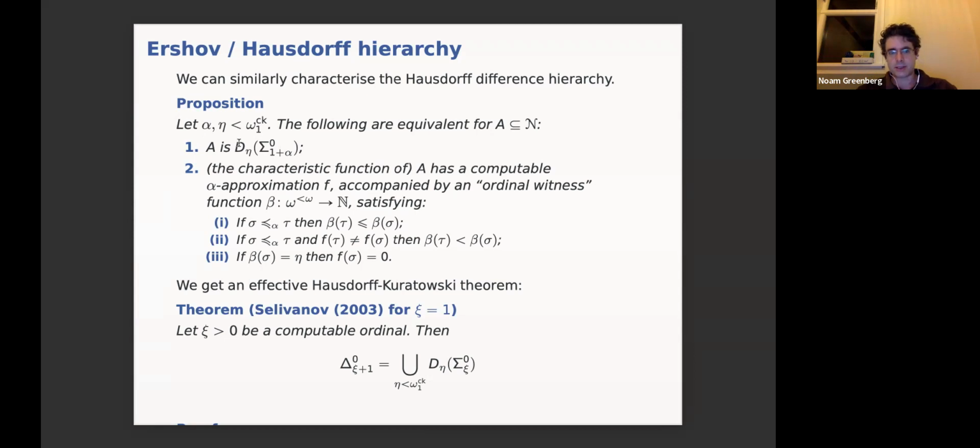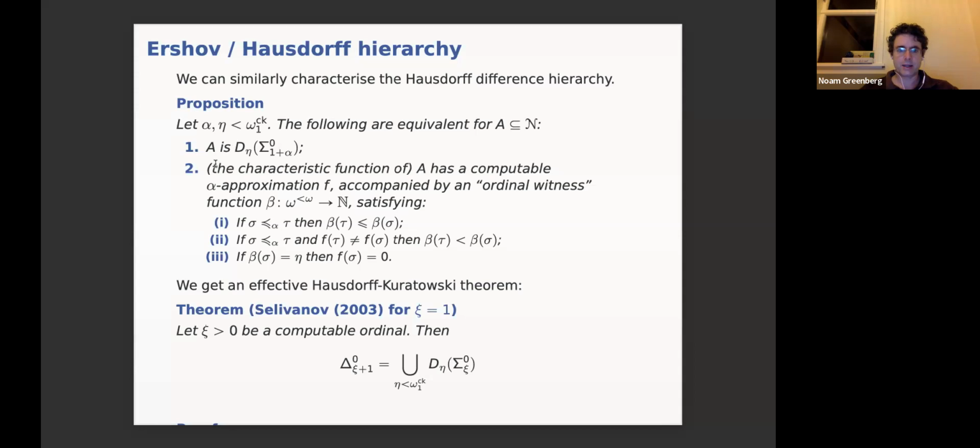So what this class is a refinement of the lemma. Each one of those sets is delta 0 alpha plus 1. So it has this computable alpha approximation. What makes it at that particular level of the Hausdorff hierarchy is that along with this approximation comes an ordinal witness function, an ordinal valued function that tells me essentially how much space do I have left to change my mind about the value of the function I'm approximating.